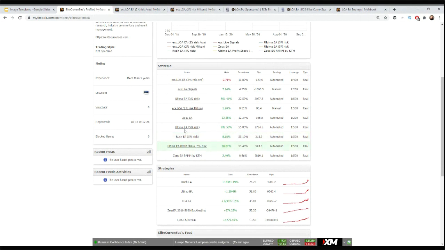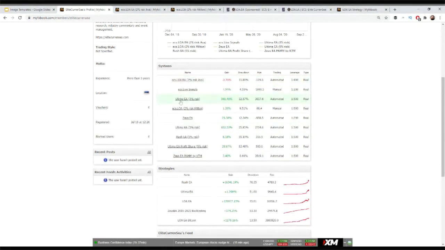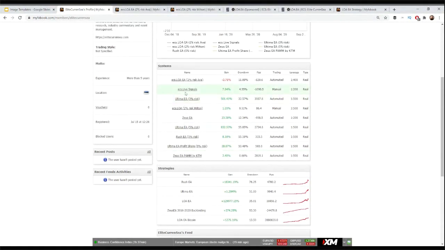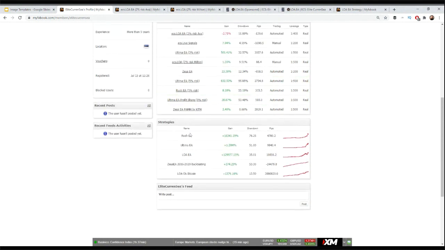Anyhow, below the systems, four systems basically at this moment, four EAs, and of course, one semi-automated trading system, Black Widow, at this moment through ECS Live Signals. Below that, you see strategies, and that's the backtesting. So there is Rush EA, Ultima EA, Zeus EA, London Open EA, and also London Open EA Bitcoin. So the LOA EA is Euro odd, and the LOA EA Bitcoin, of course, obviously is Bitcoin. So let's take a look at that. That is 3.5 years of testing.